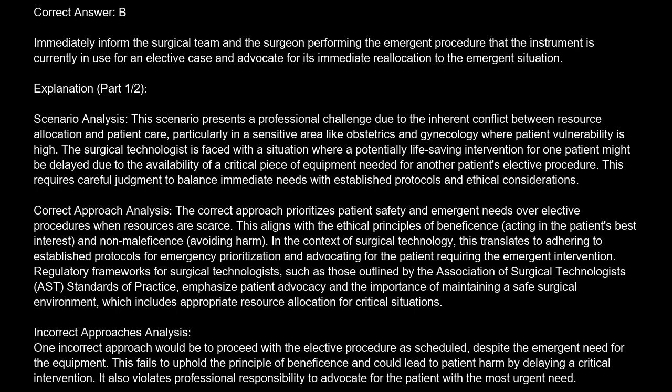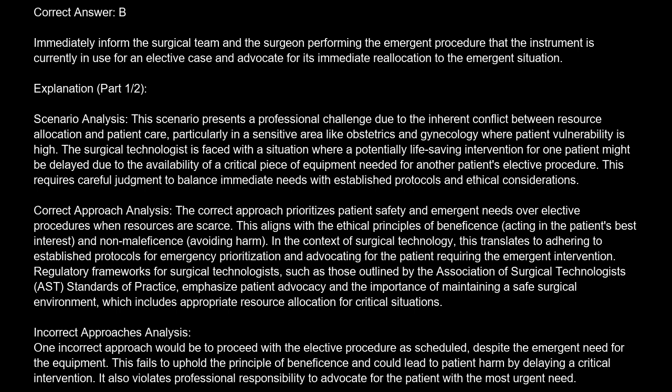Explanation. Scenario analysis. This scenario presents a professional challenge due to the inherent conflict between resource allocation and patient care, particularly in a sensitive area like obstetrics and gynecology, where patient vulnerability is high. The surgical technologist is faced with a situation where a potentially life-saving intervention for one patient might be delayed due to the availability of a critical piece of equipment needed for another patient's elective procedure. This requires careful judgment to balance immediate needs with established protocols and ethical considerations.